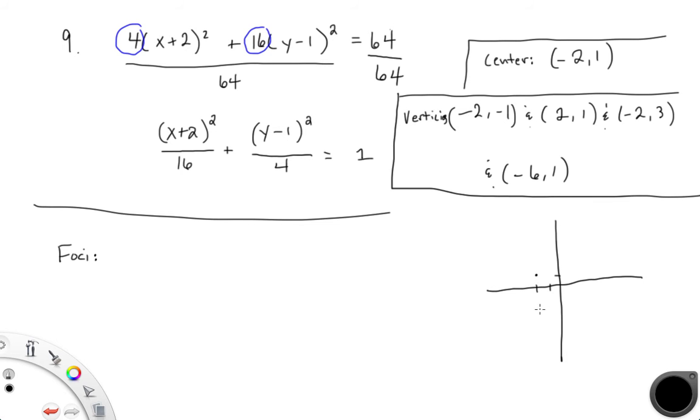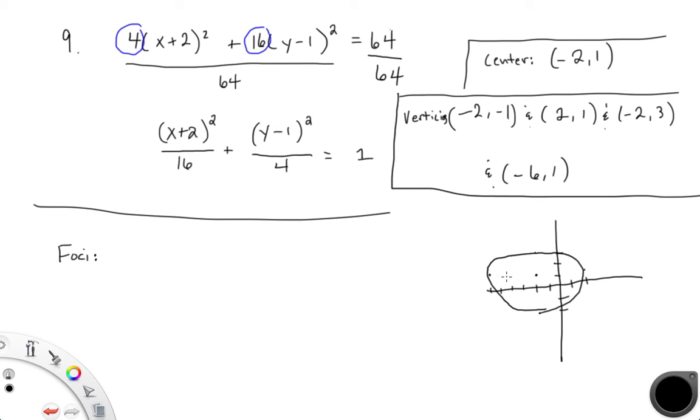Okay, the center should be right here. In the x direction, we're going to go forwards and backwards 4. In the y direction, we're going to go up and down 2. Graph isn't the best. That's approximately where our ellipse would be.